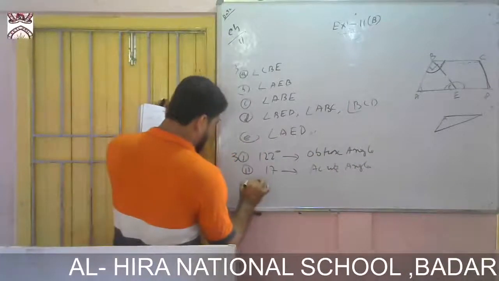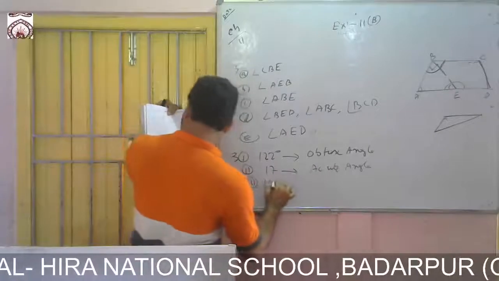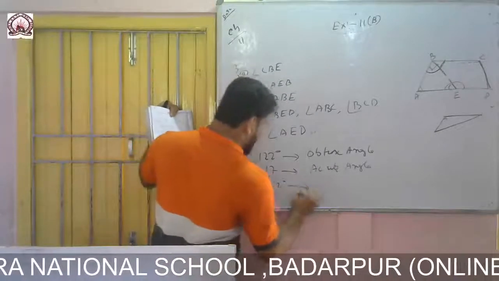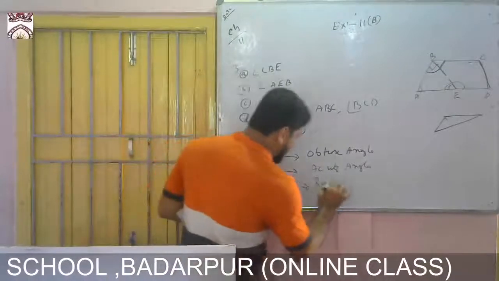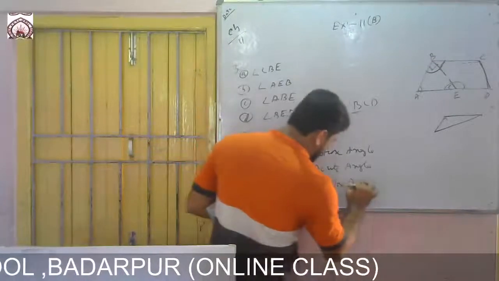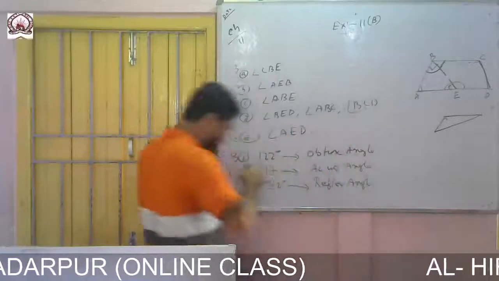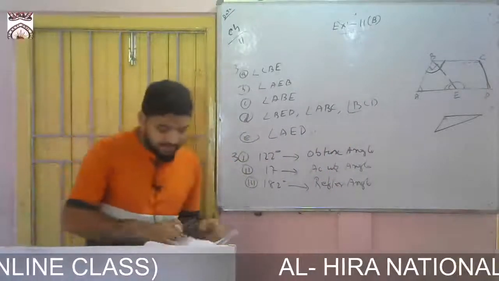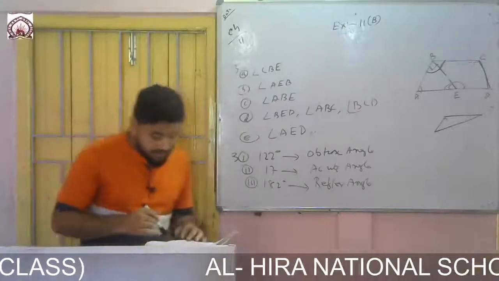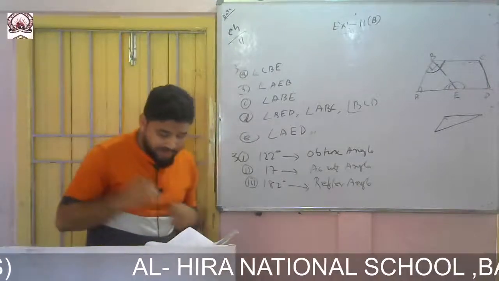Now come to part 3: 182 degrees. That means it is greater than 180 degrees, so it is a reflex angle.